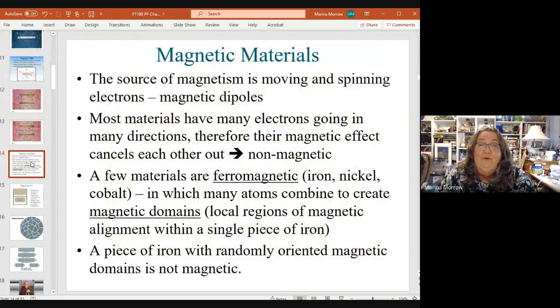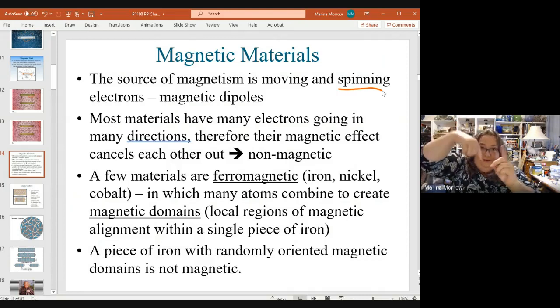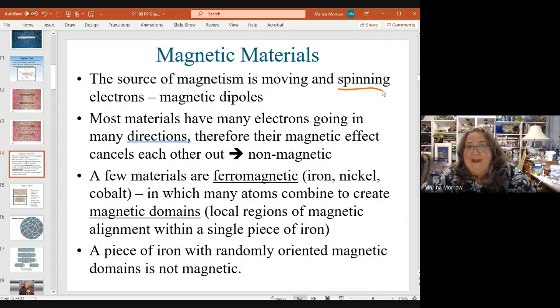Okay, now, why are some materials magnetic and some are not? Most materials are not magnetic. And usually that's because a lot of the magnetism comes from the spinning electrons. And usually you have pairs of electrons and they spin in opposite directions. So their fields cancel out each other. And so we've got lots of electrons and they cancel out. And so usually those make non-magnetic materials.